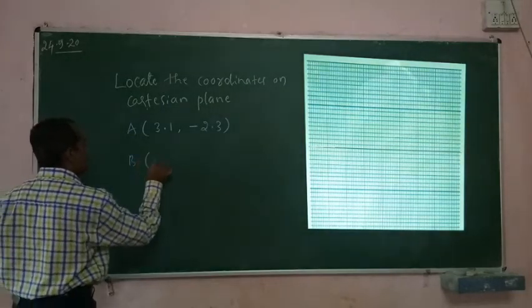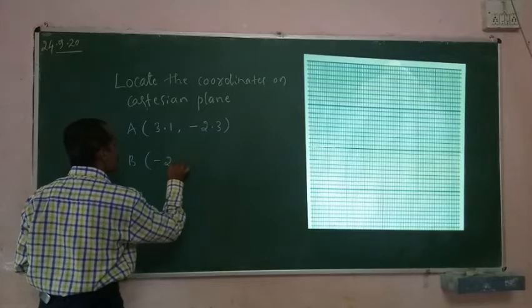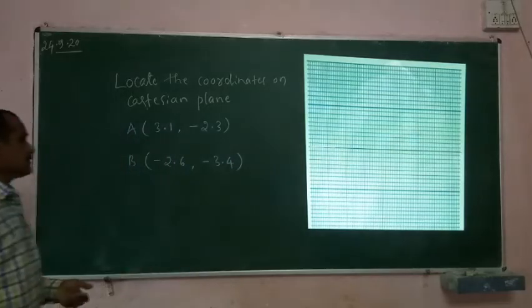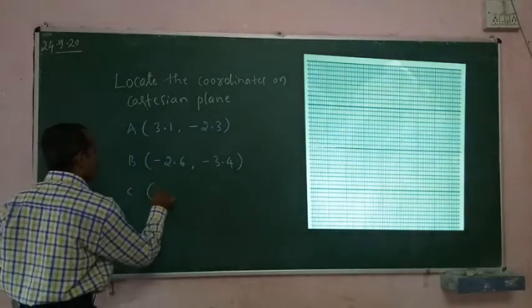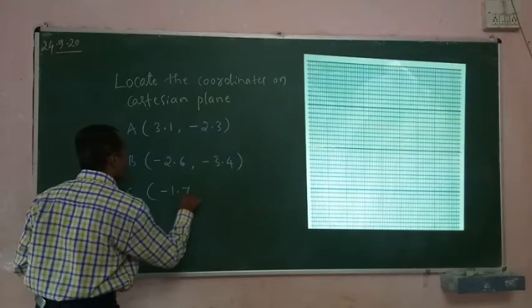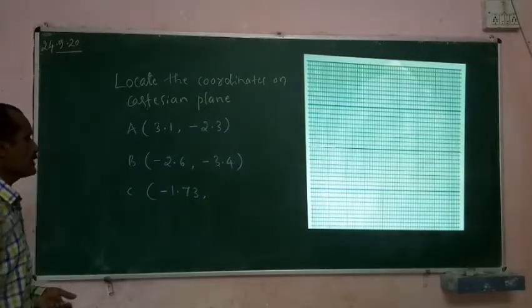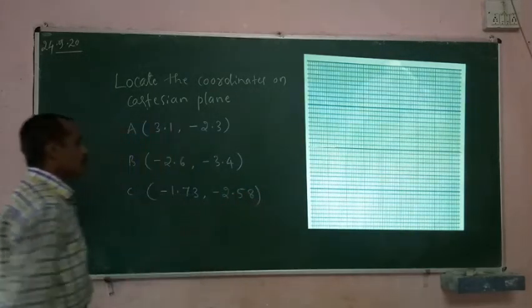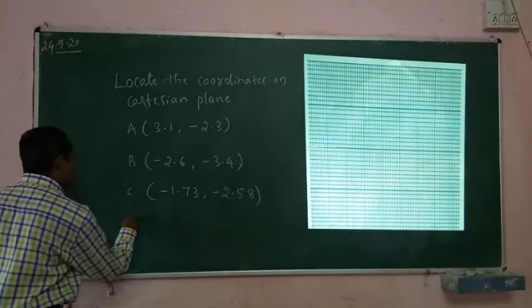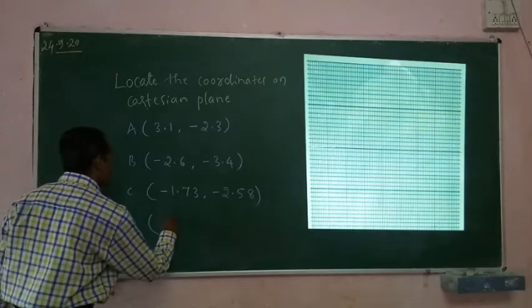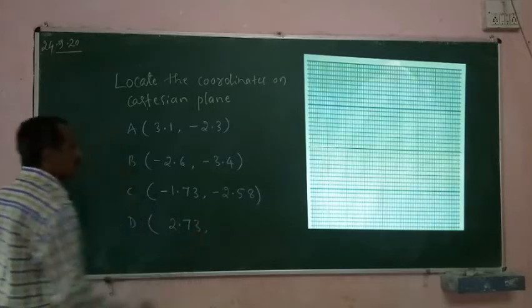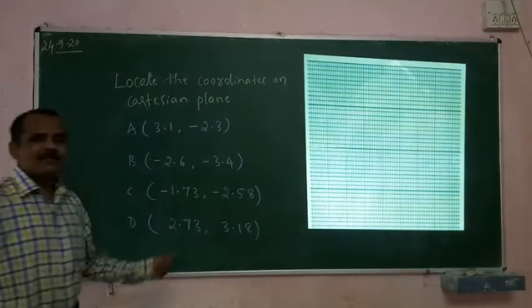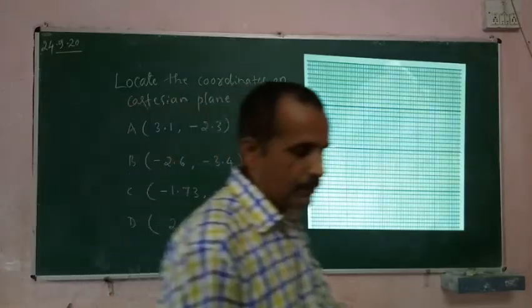B is -2.6, -3.4. C, say, -1.73, -2.58. Some other numbers, like D, 2.73, 3.18. Represent these coordinates on the Cartesian plane.